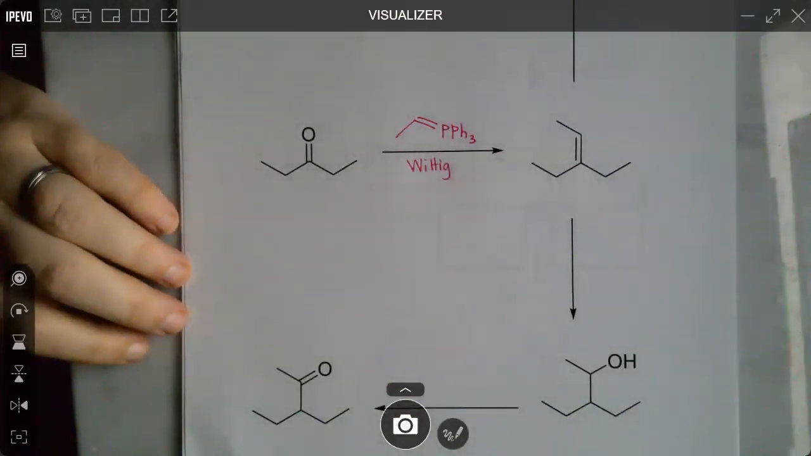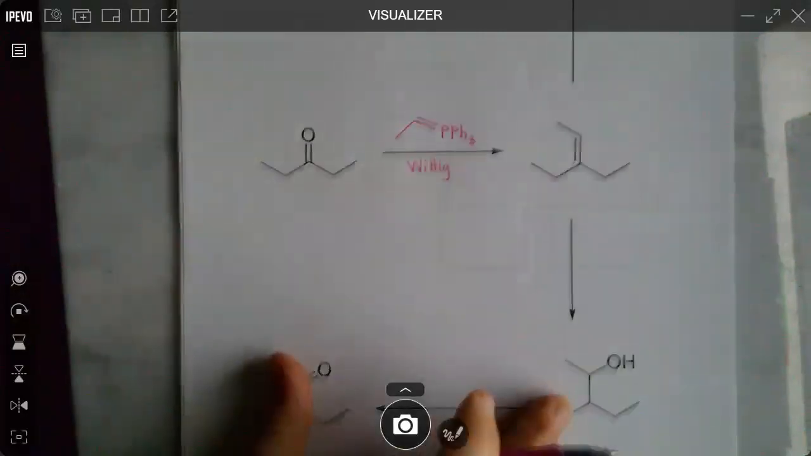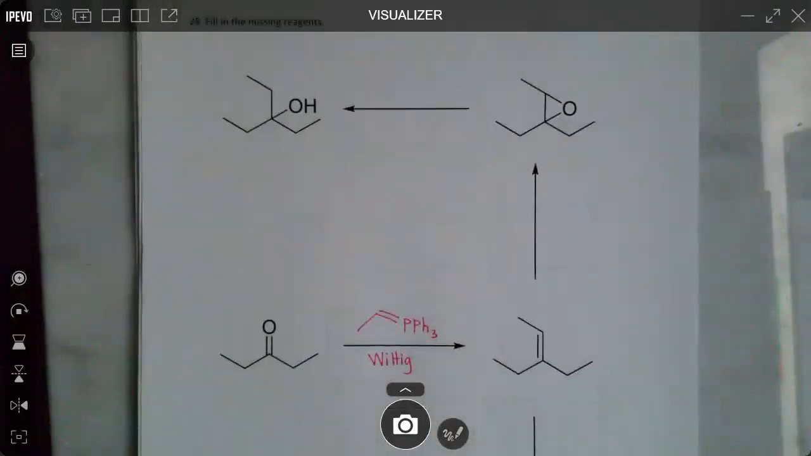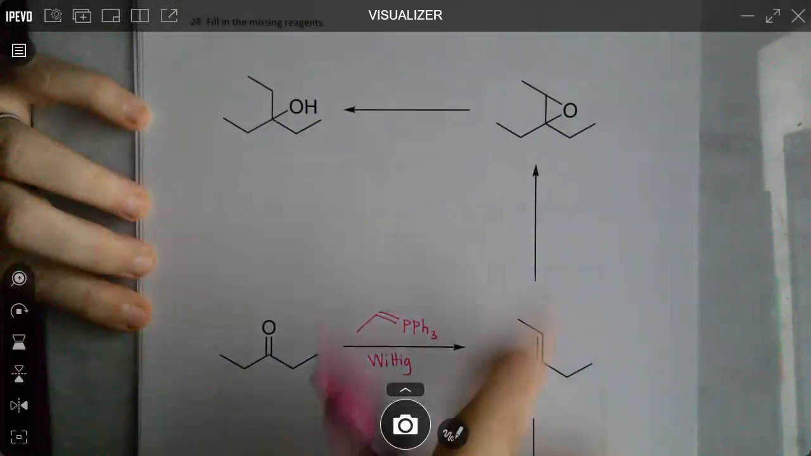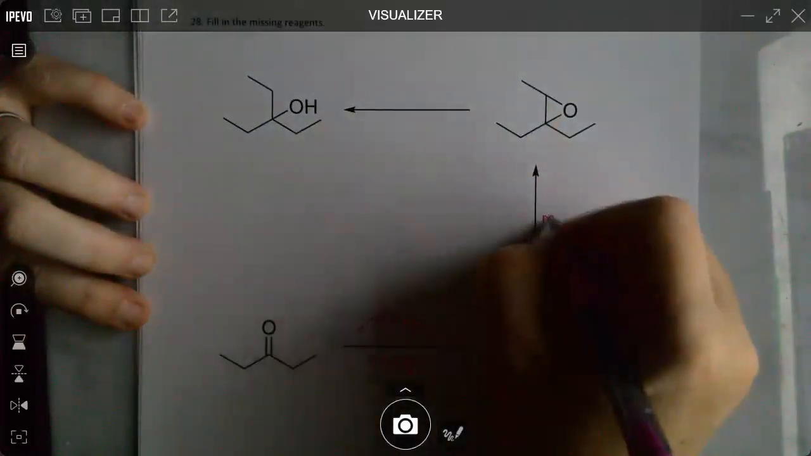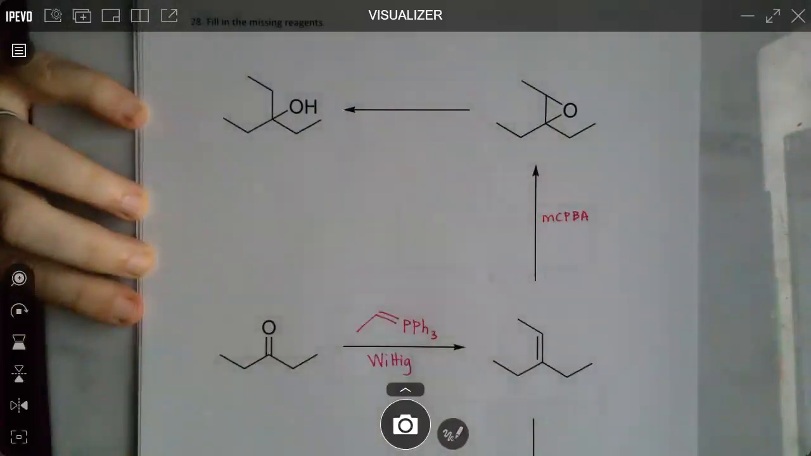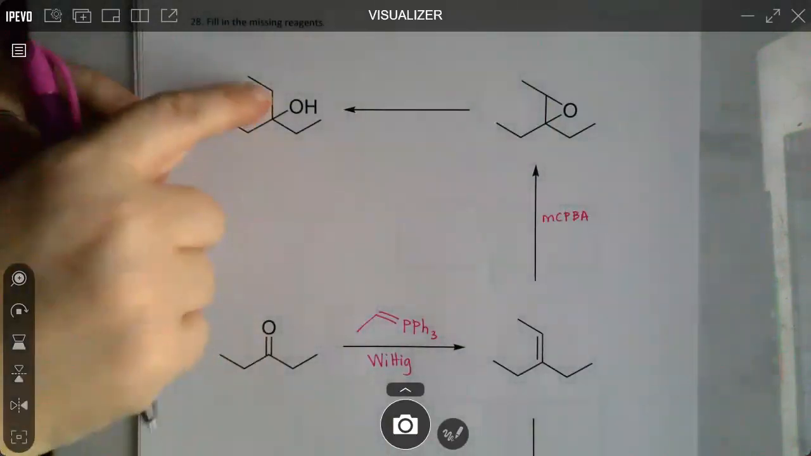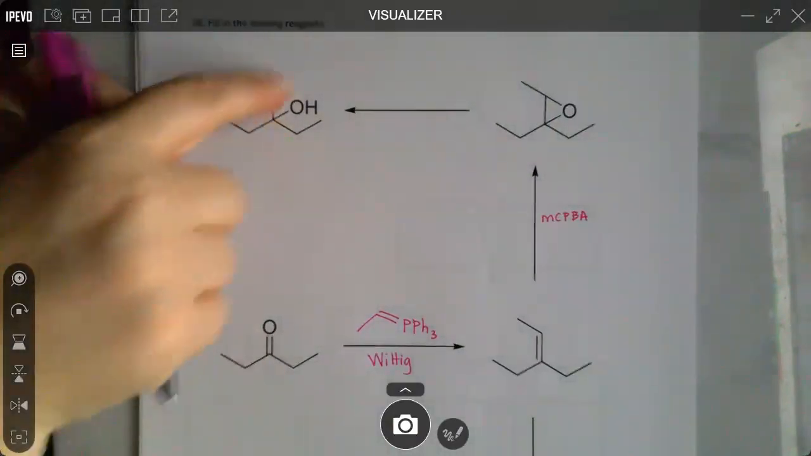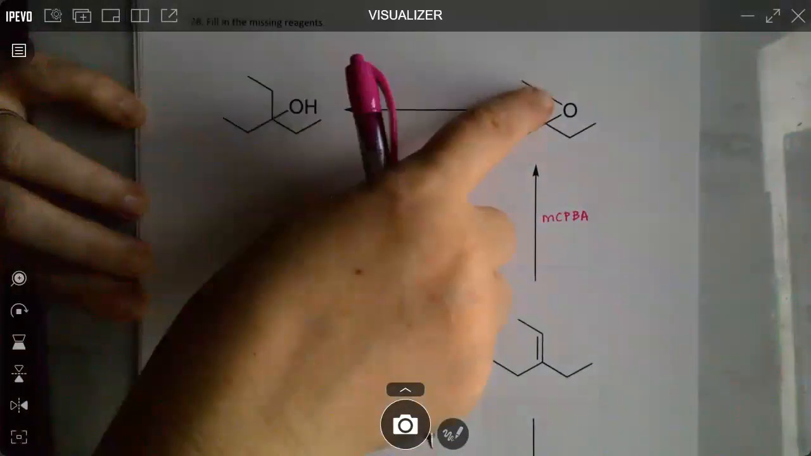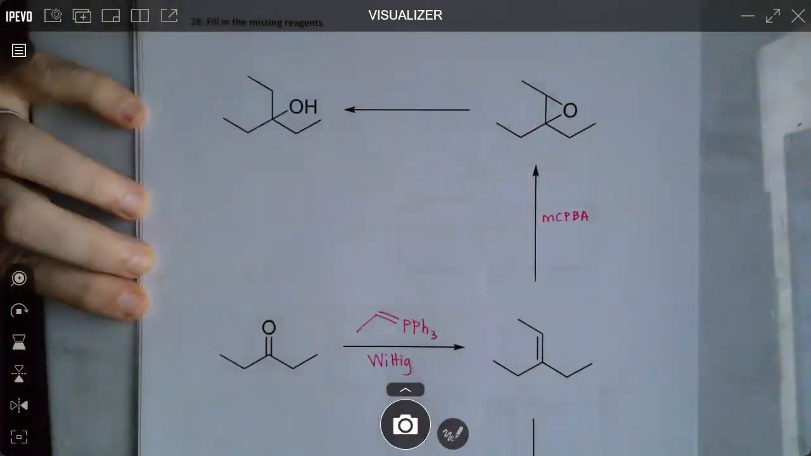And then moving up, we have the formation of an epoxide. So that would be MCPBA. And then from the epoxide, we learned that we can open up epoxides and put a hydrogen on the less substituted carbon with LAH.